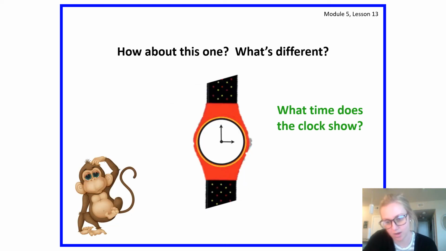Now this is the watch. The watch with no numbers and no lines. How can I tell the time on this watch? I really have to use my imagination here. Can anybody think where the hour hand is pointing? Use your clock that you made. Use the template that you have. Think, think, think. Where is the hour hand pointing?